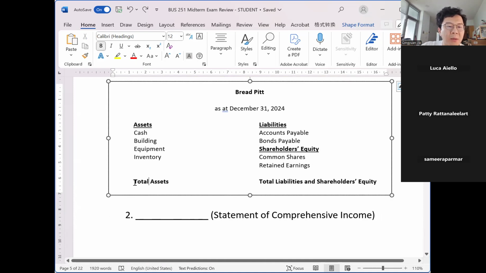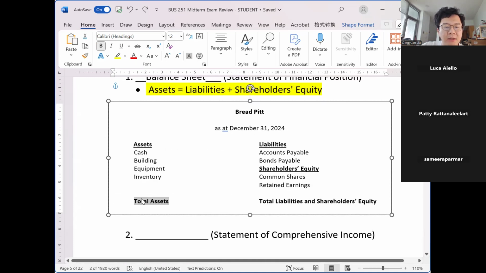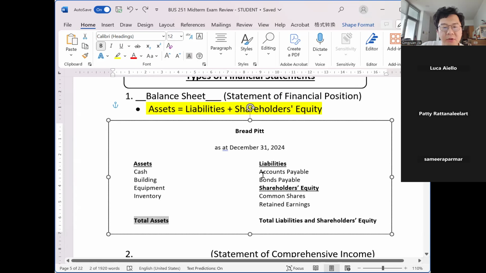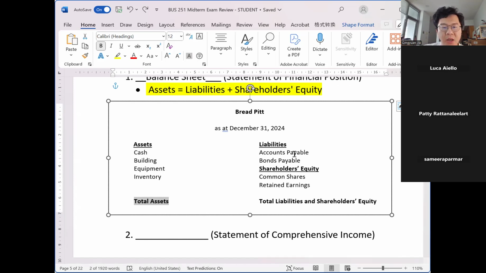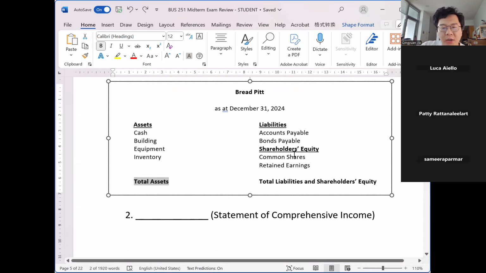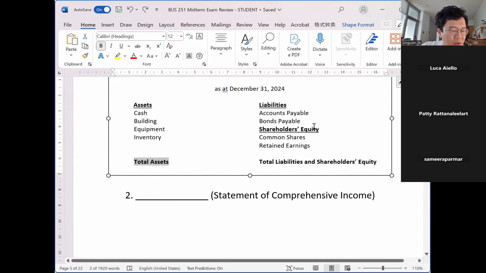And we will sum up the current assets and non-current assets, and we have the total assets at the end of the left side. And for the right side, we have liabilities. And these liabilities will also be divided into two parts, current liability and non-current liability. So the current liability is the liability that will be due within a year. And non-current liability is liability that is due more than a year, right? And for shareholders' equity, we have common shares and retained earnings here.